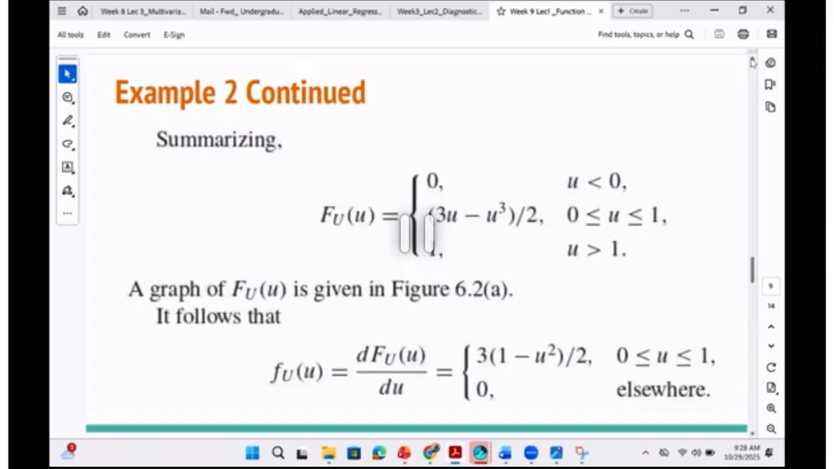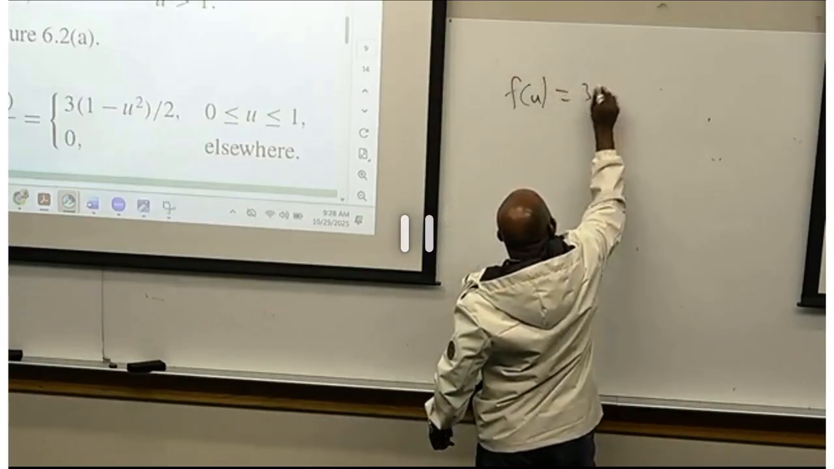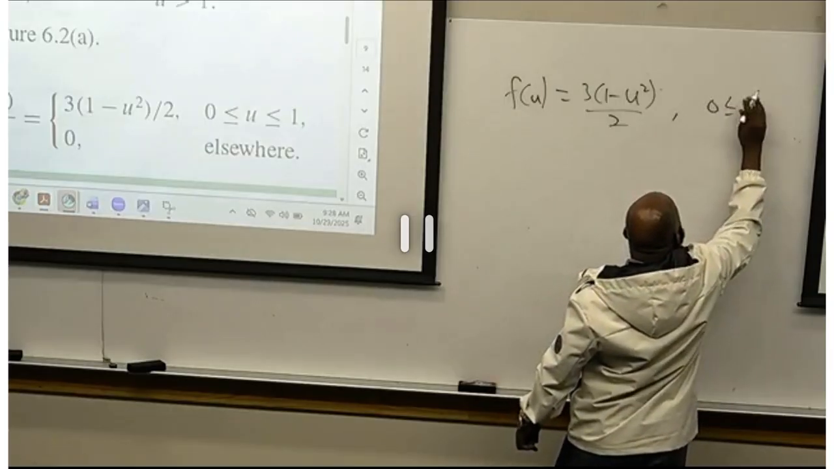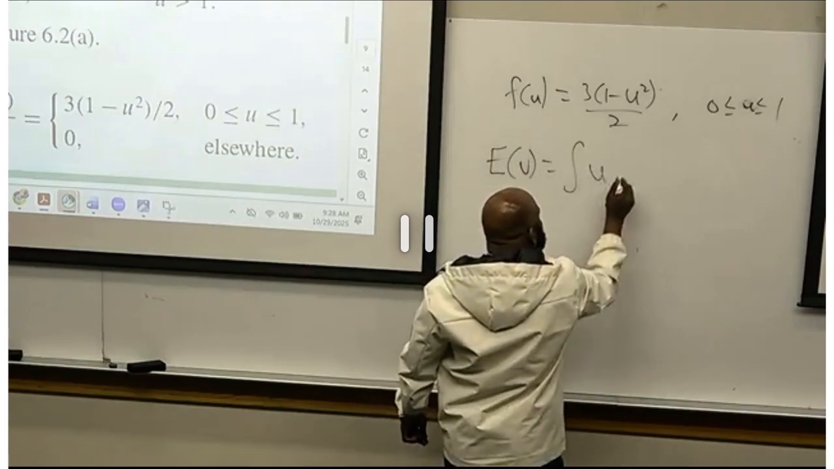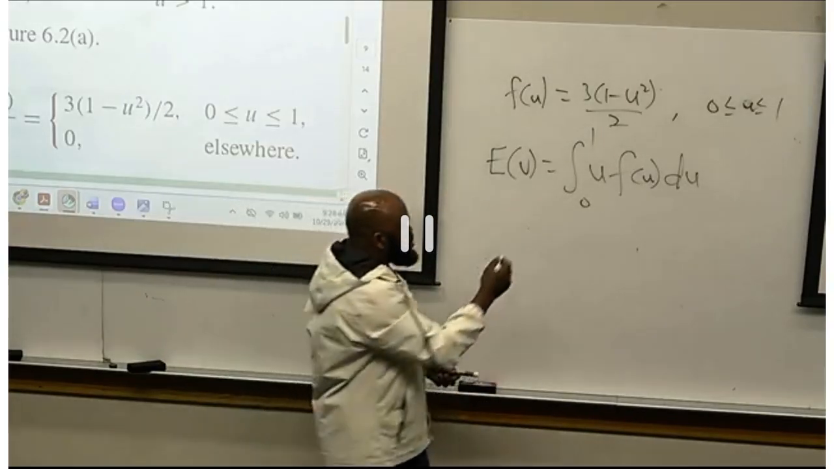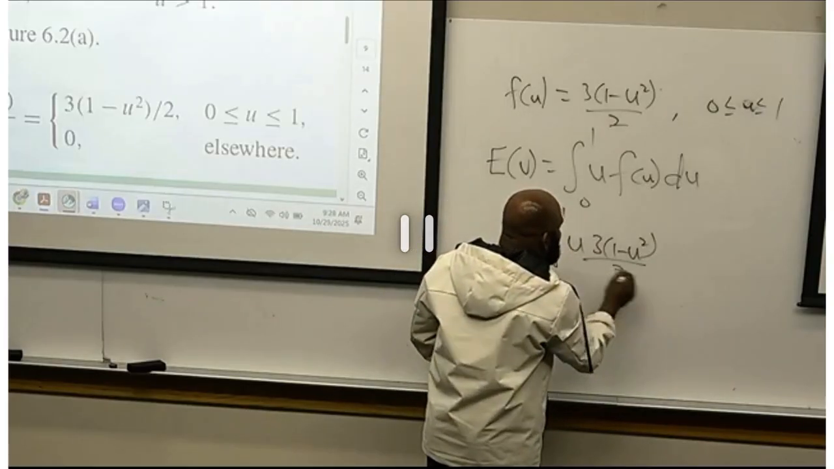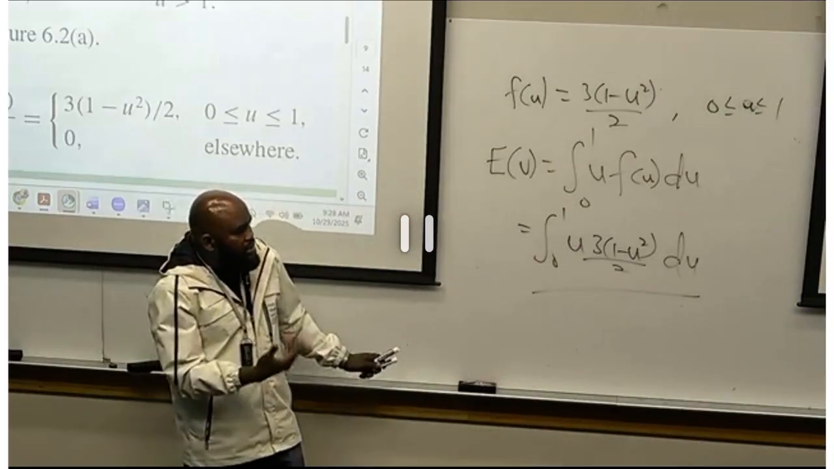If I want to get the mean now, since my f of u equals 3 into 1 minus u squared over 2, and the range is that, the expected value of U is going to be the integral of u f of u du from 0 to 1. So I'm just going to do 0 to 1, u, 3 into 1 minus u squared over 2 du. I will just focus on that, and I'll get my expected value of U.